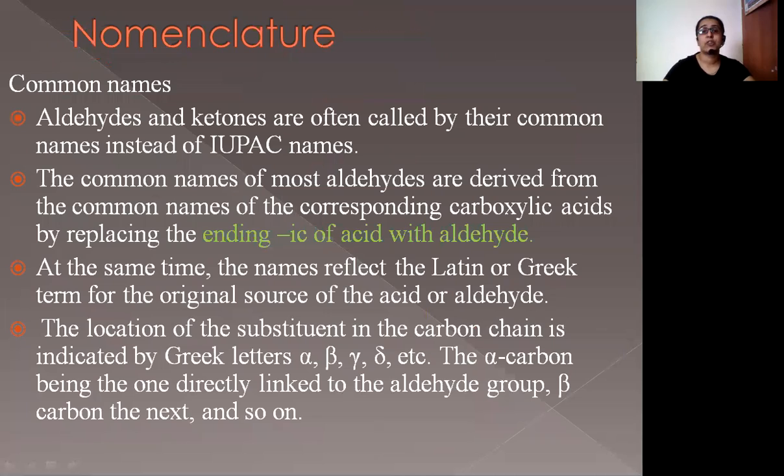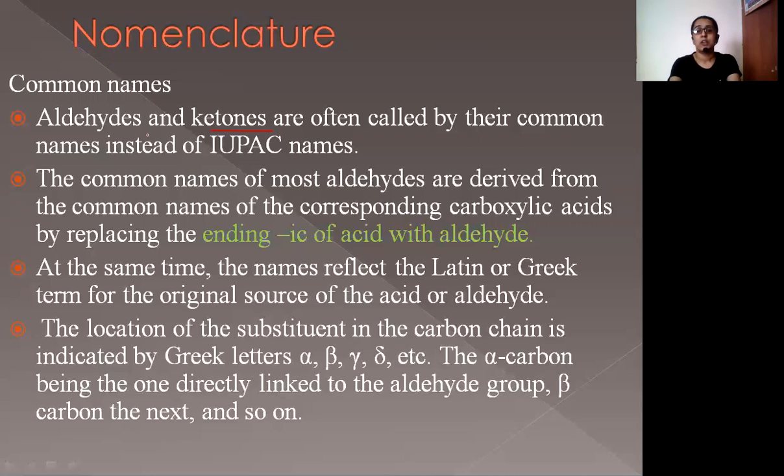Next is nomenclature of aldehydes. In nomenclature of aldehydes, we will always see two types, common names and IUPAC. So firstly, we will study common names and then we will go for IUPAC. Aldehydes or ketones are often called by their common name instead of IUPAC, like acetone, which is a common name, benzaldehyde, again a common name, acetaldehyde, right? At commercial level also, they are famous by their common names instead of IUPAC.